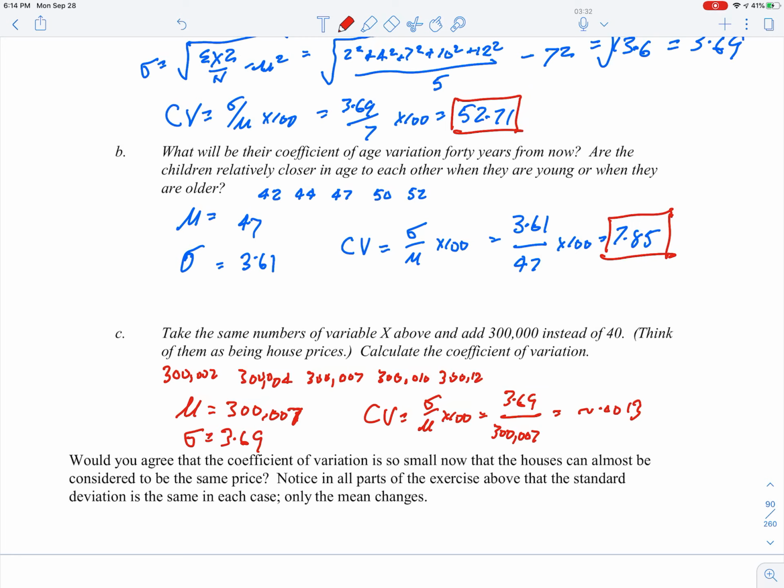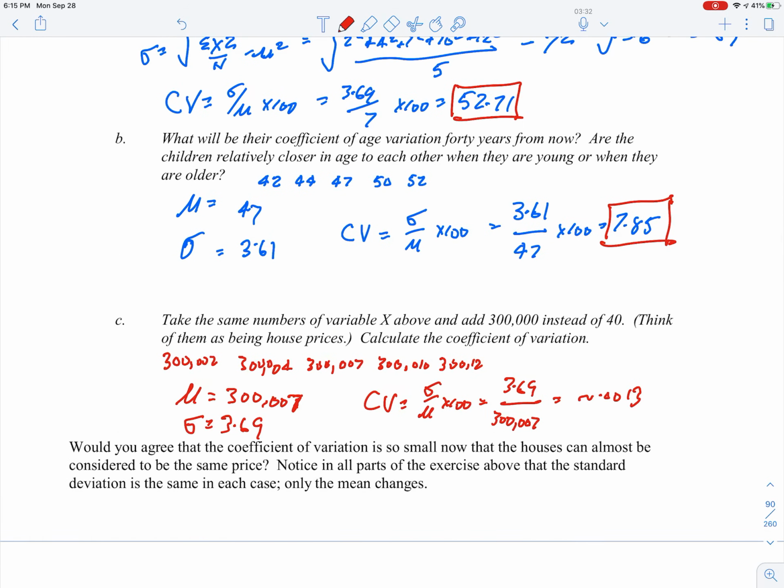Think of these, maybe not in terms of ages of kids, but in terms of house prices. And if you had 3 houses that you were trying to decide between, and the house prices were 300,002 all the way up to 300,012, you would consider that to be negligible. That would not even enter into it, and of course nobody would actually price a house like that. But there's virtually no difference then between them. $10, right? And that would not enter into your decision at all. So the relative spread is minute here, although the absolute spread in terms of standard deviation is still 3.69. So that is very useful when you're talking about changes over time, or one city to another city where they have different means.